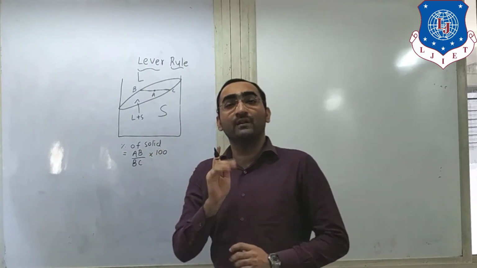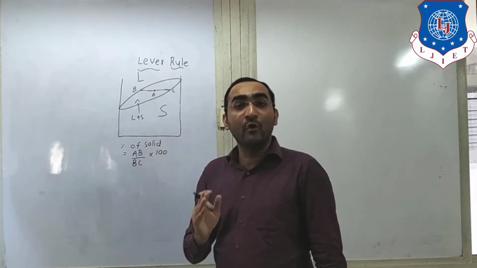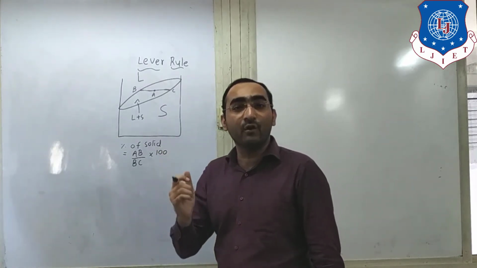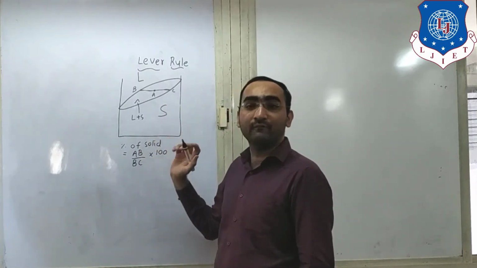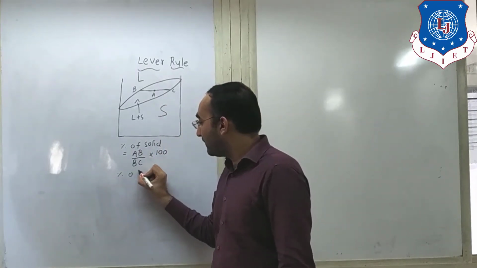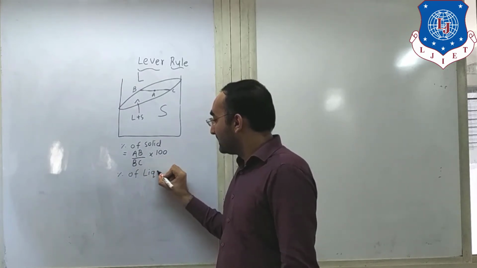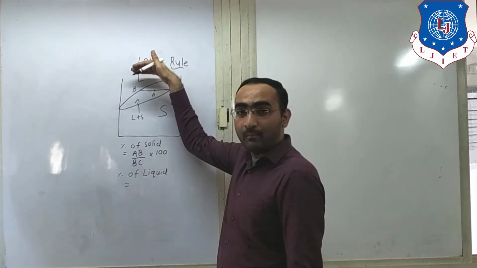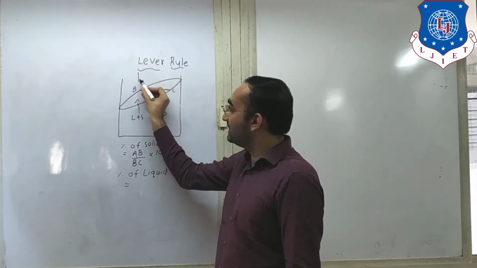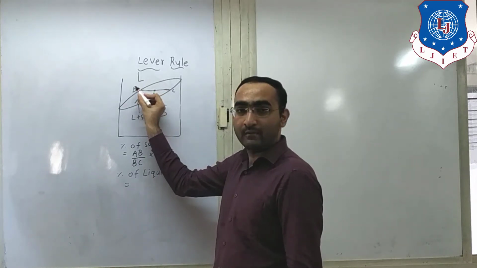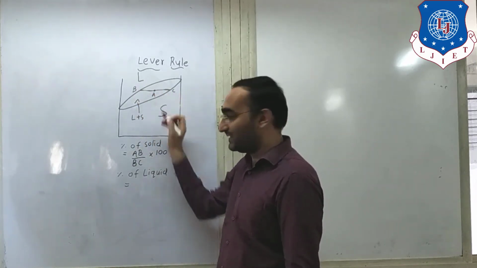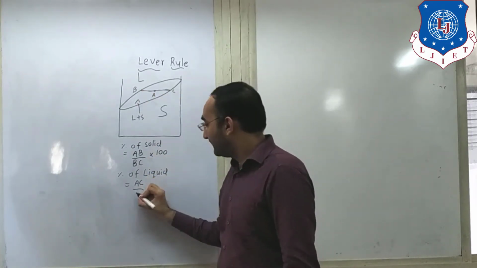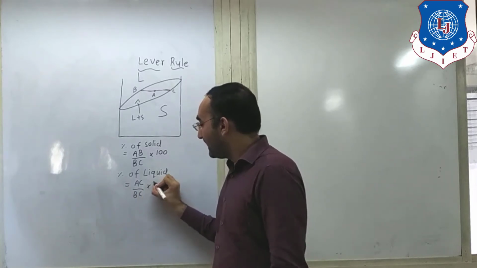In the lever rule, you should remember one thing: we always go for the opposite part. Then we can find whatever percentage we want. In the same way, if we want to find the percentage of liquid, where is the liquid? Liquid is at the top. Point B is nearer to the liquid, so omit point B. The points remaining are A and C. So take AC divided by the whole line, that is BC, multiplied by 100.